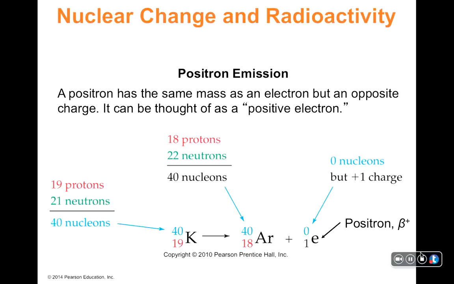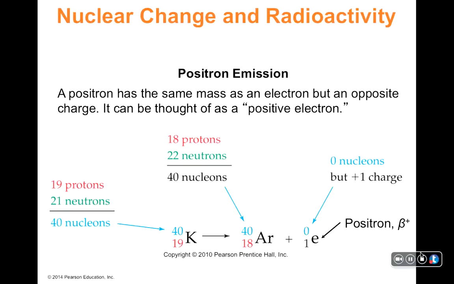If we look over on the left, we start with potassium-40. Potassium-40 undergoes positron emission. That means that the product that's left has to have an atomic number 1 less than it started. So that's where the 18 comes from. And because there's no mass to that positron, the mass number stays the same. So we're left with the 40. Again, you're looking to balance the numbers on the left and the right.